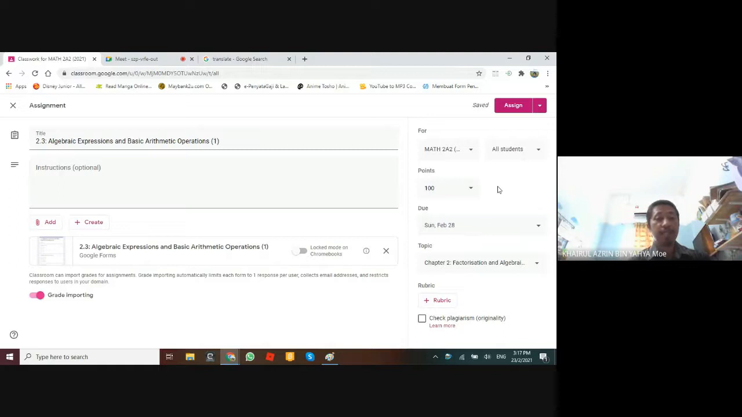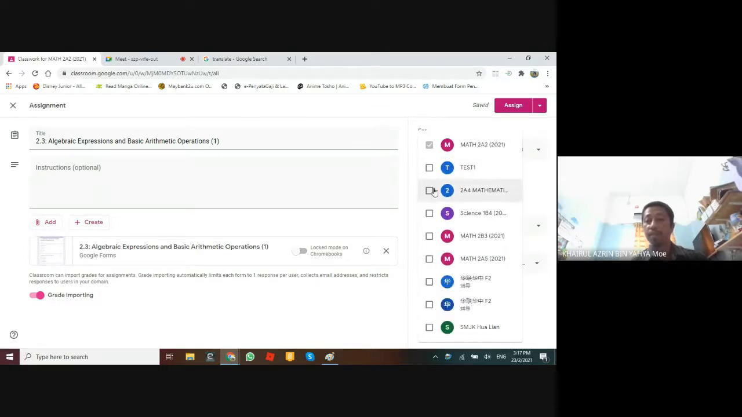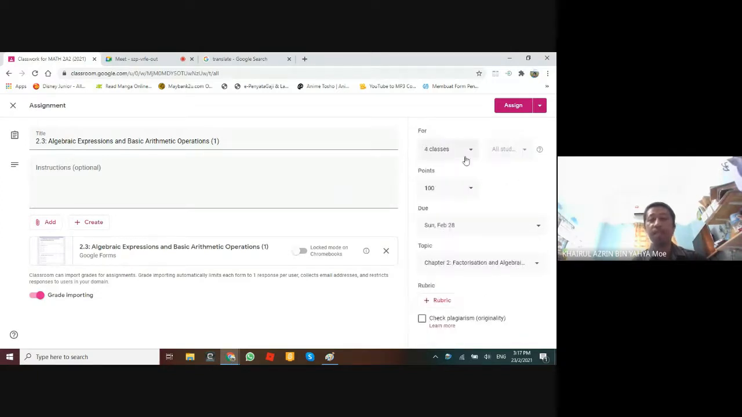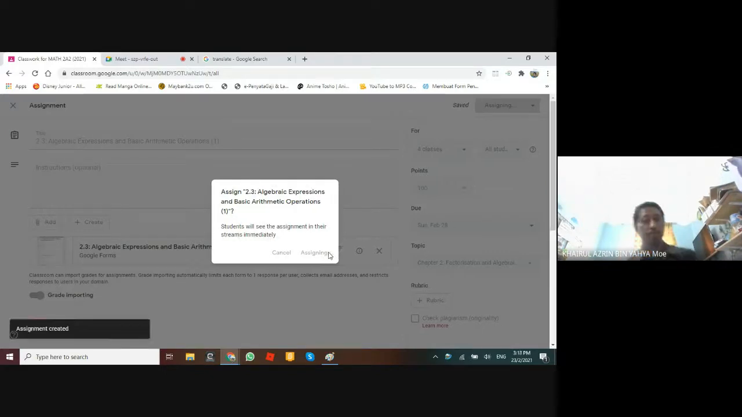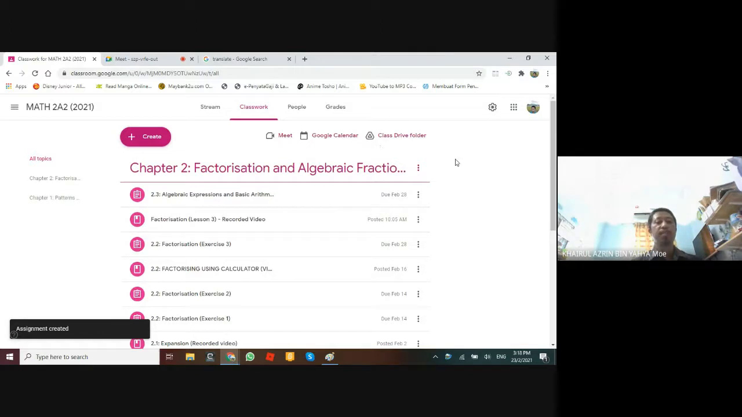So this is the exercise. Okay, everything okay. So class 2A2, 2A4, 2B3, 2A5. Okay, so I post now. Remember, this exercise can only be opened by Google Classroom ID. If you cannot open, WhatsApp me or WeChat me. Okay, so I posted the question to all 4 classes, to A2, to A4, to A5, and to B3.